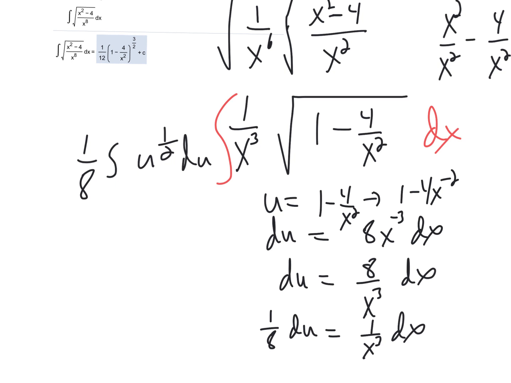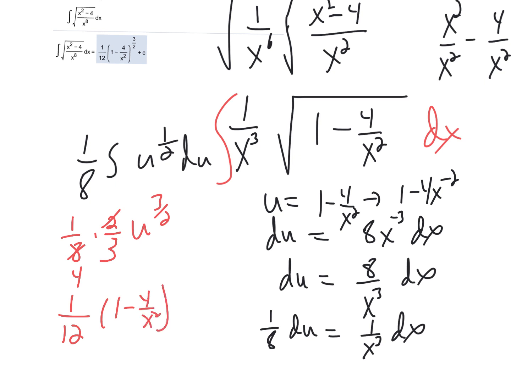So now we just do the antiderivative. So 1 over 8 times, let's see, what is that? That becomes u to the 3/2 times 2/3. And let's see. So that 2 goes into the 8 4 times. 4 times 3 is 12. So I have 1 over 12 times u. And u we know is 1 minus 4 over x squared, to the 3/2 plus a constant.